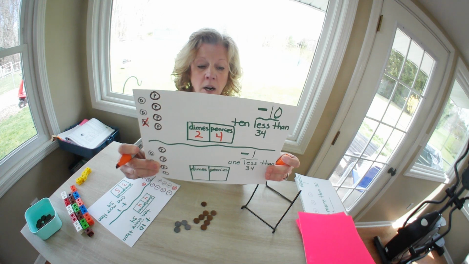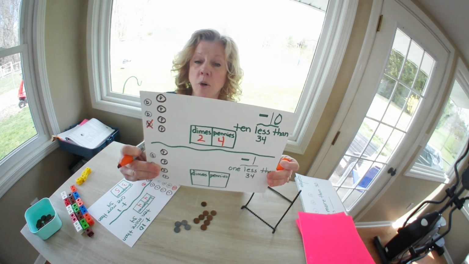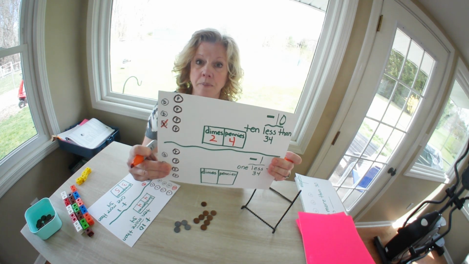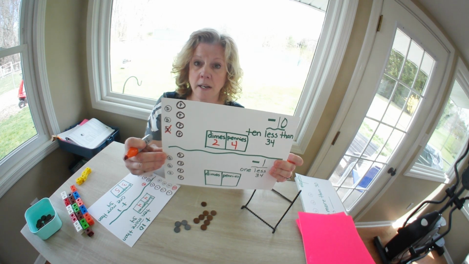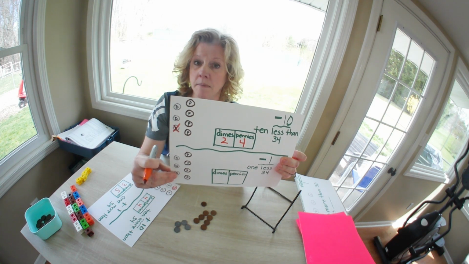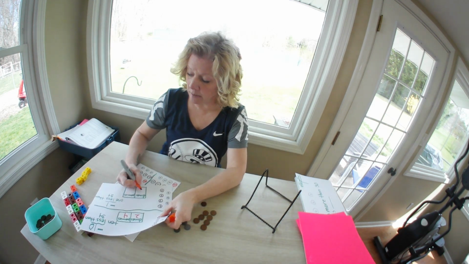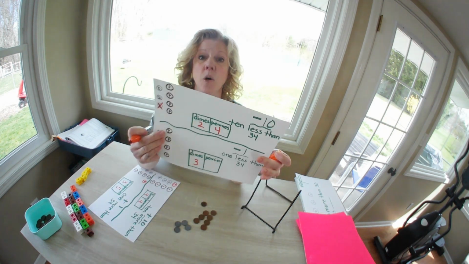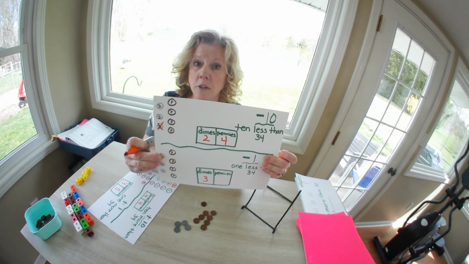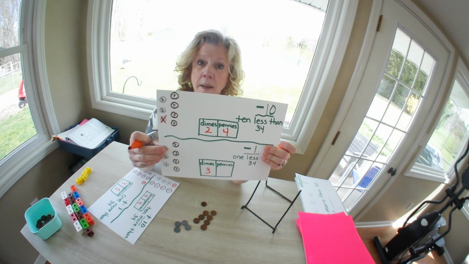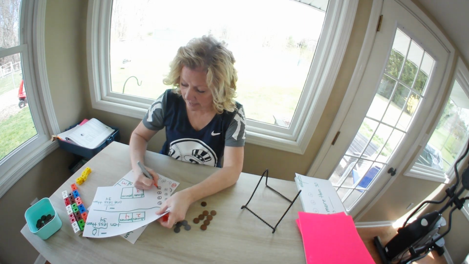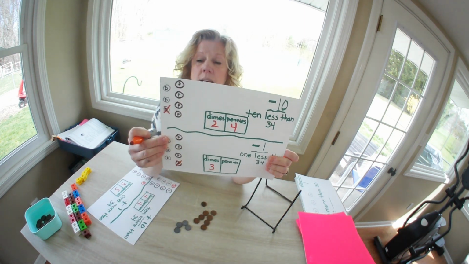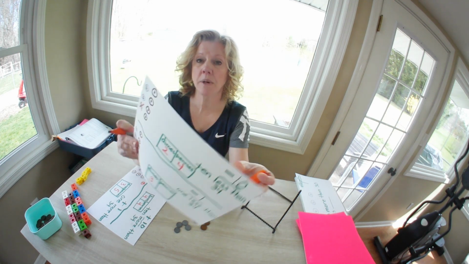And then let's look at our minus 1, which is 1 less than 34. Okay? So again, are my dimes changing? Not at all. So I can go ahead and put the 3 in my dimes because I know that's staying the same. But what I do need to do is cross off one of the pennies because I need 1 less. So I'm going to cross off one of the pennies. Now I'm left with 1, 2, 3 pennies.